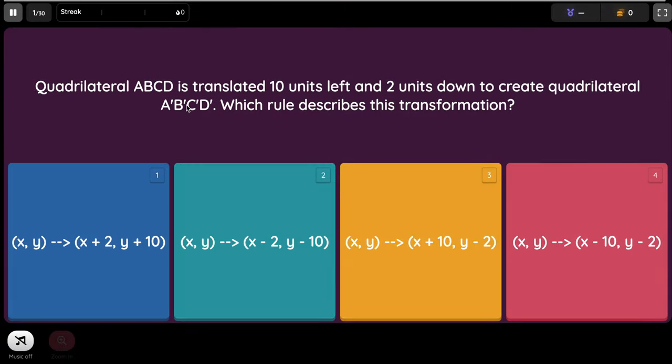Quadrilateral ABCD is translated 10 units left and 2 units down to create quadrilateral A prime, B prime, C prime, D prime. Which rule describes this transformation? So 10 units left is x minus 10, and 2 units down is y minus 2.